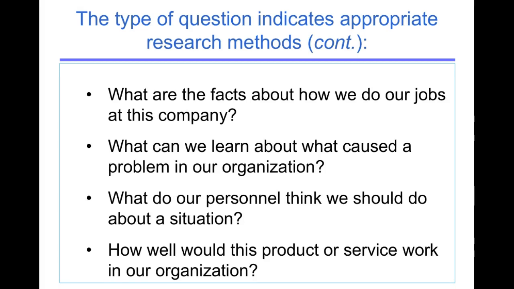Again, other questions to ask: what are the facts about how you do your jobs at this company? Is there a particular way that certain reports are due at a particular time? Therefore, there's a tight schedule that can't be deviated from. What can you learn about what caused the problem? So are there people who have historical knowledge in the organization that can give you a background of what has happened and how this problem has occurred? What do people in the company think? What do your coworkers think about this issue?